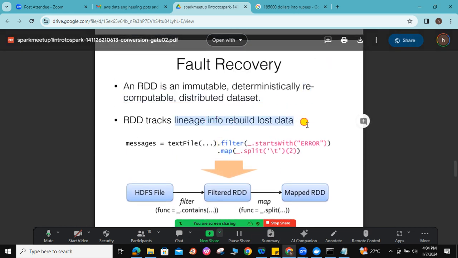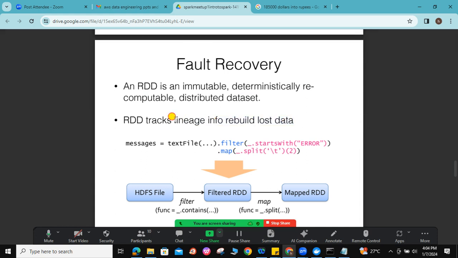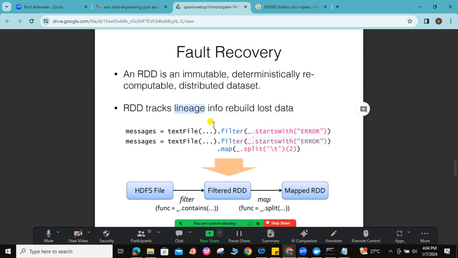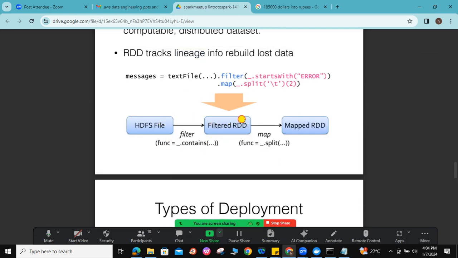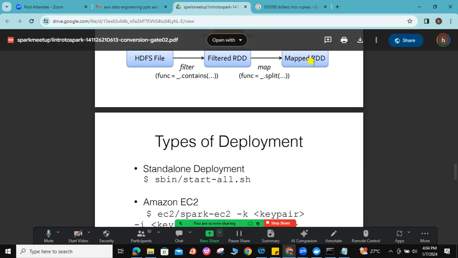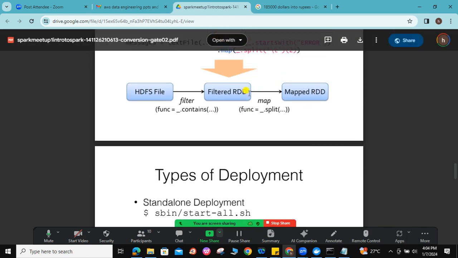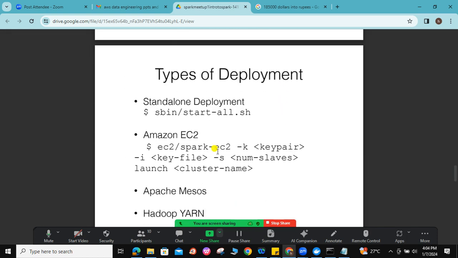And also it builds a DAG, meaning lineage. We have already seen DAG, directed acyclic graph. That means all the previous operations are already saved like an RDD. Filter RDD, mapped RDD. Somewhere it stops; till here it is there, and again it recomputes.